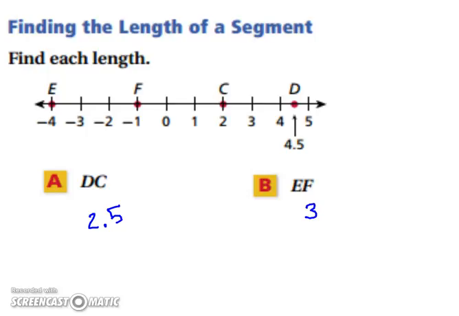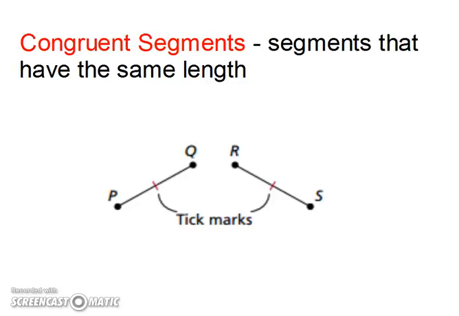Alright, well let's talk about congruent segments. They are segments that have the same length. Tick marks are used to show that segments are congruent. 1 tick mark and 1 tick mark means that these two segments, in this case PQ and RS, are congruent.